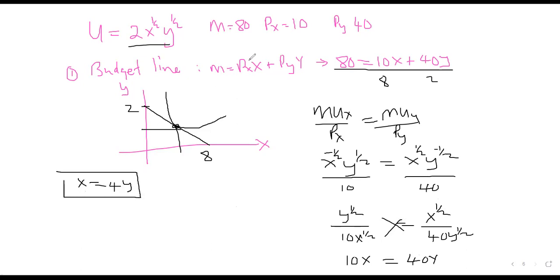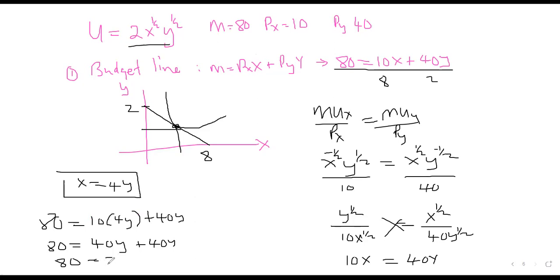Now, after finding that, you substitute it back into the original optimization problem. So where there is x, we're going to put what? 4y. So in this case, we're going to have 80 is equal to 40y plus 40y. So 80 here is equal to what? 80y. So meaning our y is equal to 1.